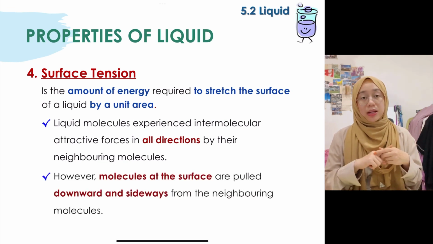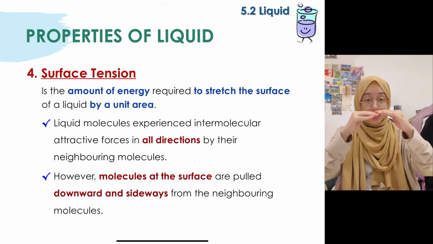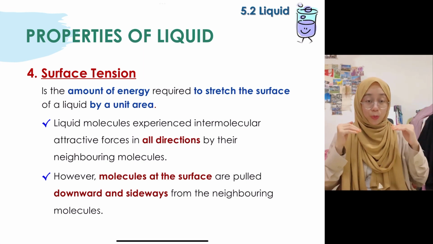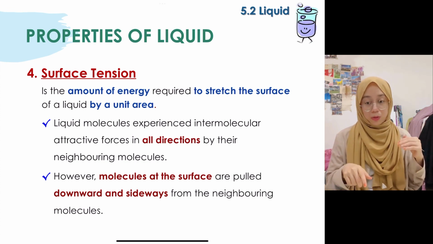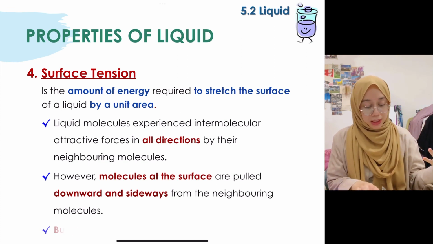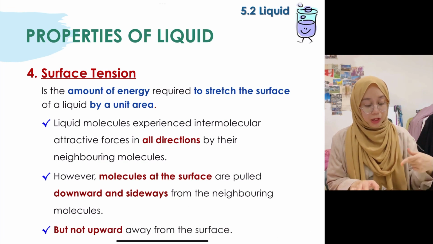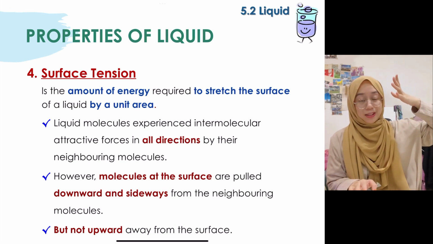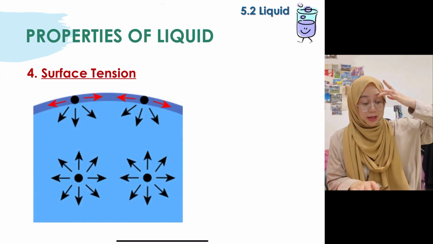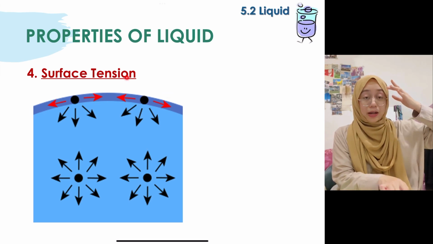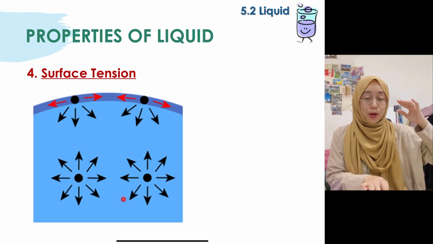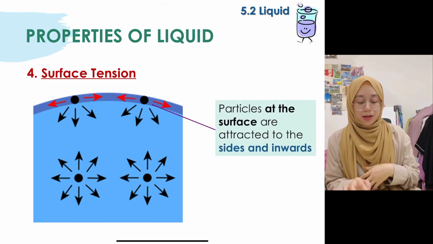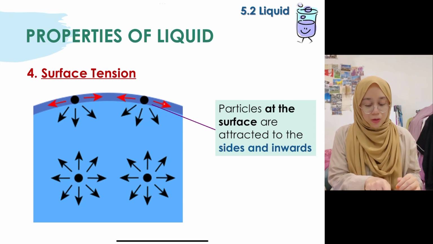Tapi the liquid molecules on the surface, dekat bahagian surface, bukan dekat bahagian dalam liquid tersebut, they are pulled downwards and sideways sahaja from the neighboring molecules, but not upwards away from the surface, because dekat atas surface tu mana ada liquid particles, right? So kalau kita tengok gambar ni, these are the particles dekat bahagian surface, meanwhile yang ni pula adalah the liquid molecules yang dekat bahagian dalam. So as you can see, the particles at the surface are attracted to the sides and also inwards.